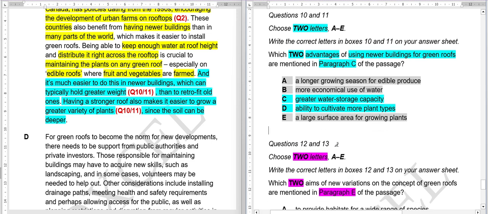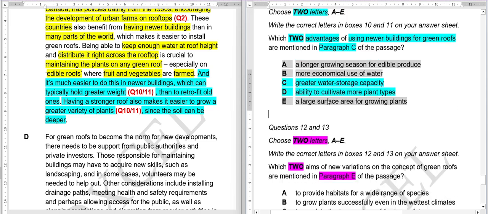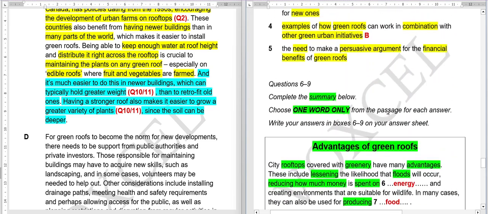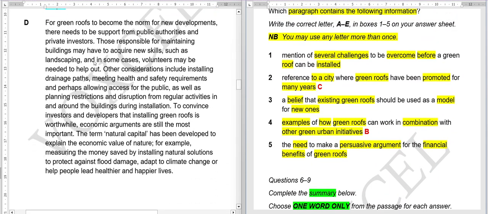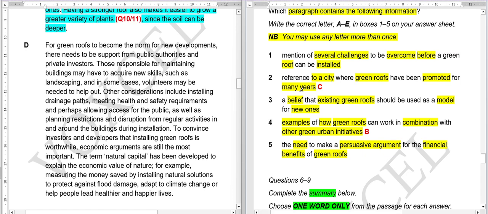Now, these answers will be in paragraph E, so we don't have to worry about that. Now we will read paragraph D and see whether there is any answer in this or not. Paragraph D. Let's read it. For green roofs to become the new norm for new developments, there needs to be support from public authorities and private investors. So we're saying that if we want to make green roofs, oh, sorry about that.